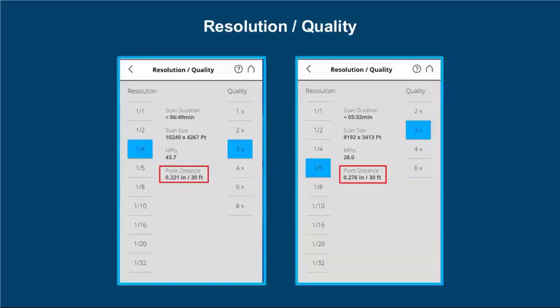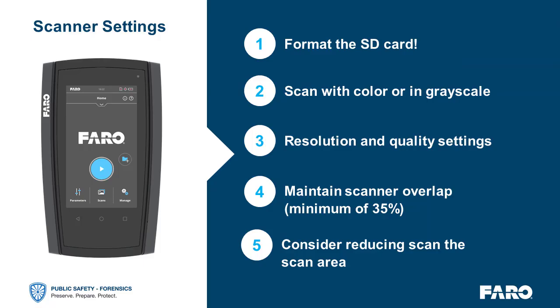Next slide, please, Paul. I'm kind of stuck on scans here today. We're going to talk about overlapping. How far do I go? Maintain overlap. This is a big one, because if there's not enough common data between your first scan and your second scan, and your second scan and your third scan, those scans will not register together in the software.